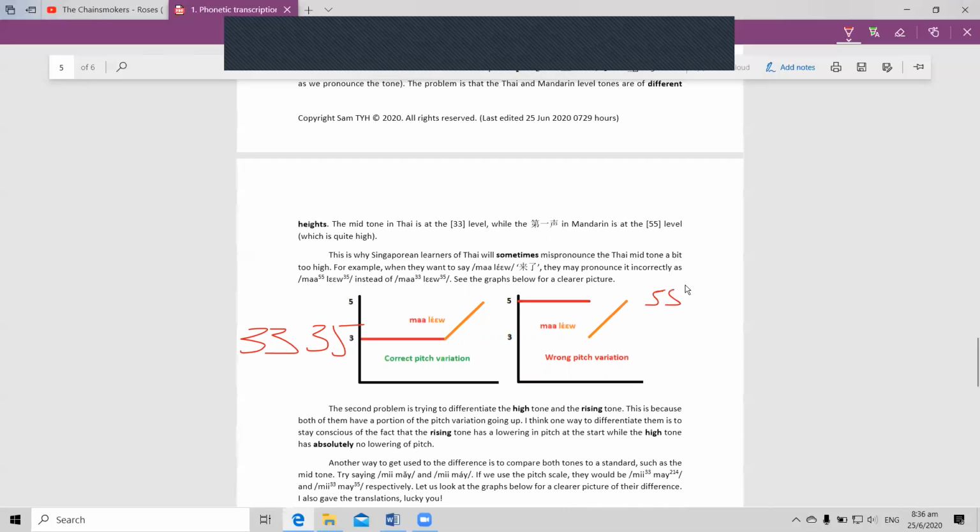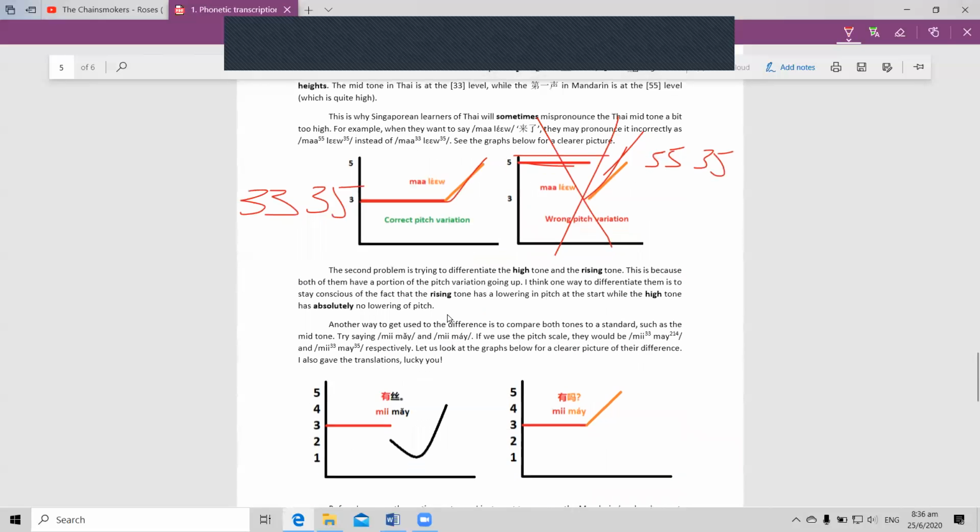They say ma lao, ma lao. This is wrong. Don't pronounce it like this. You should say มาแล้ว instead of มาแล้ว. This is the first issue.